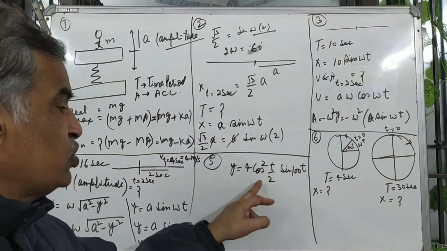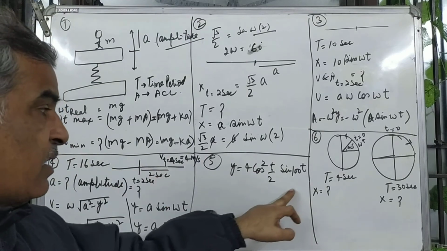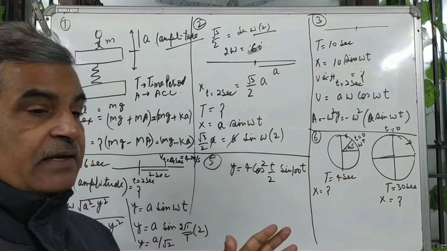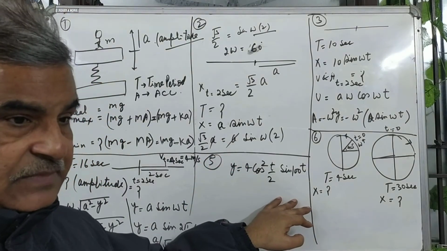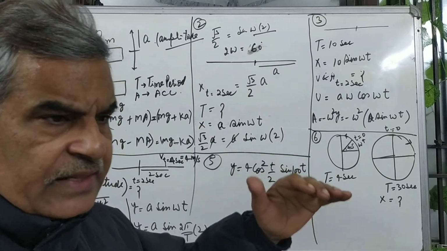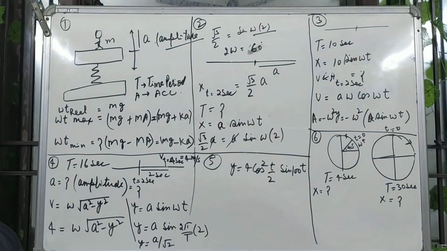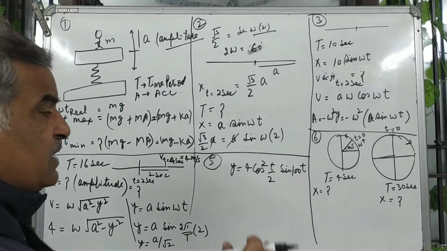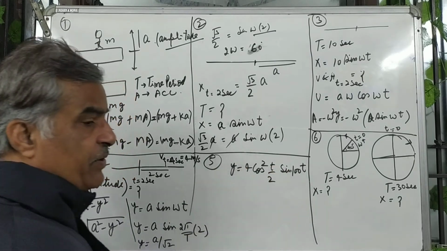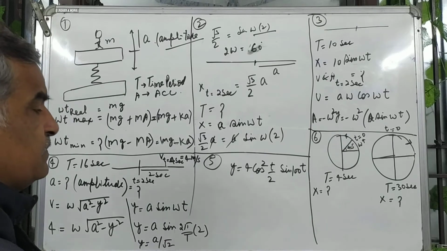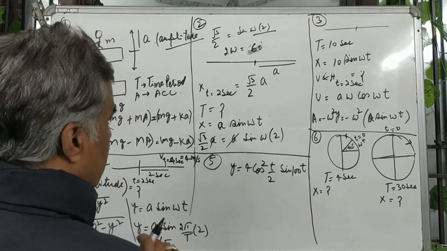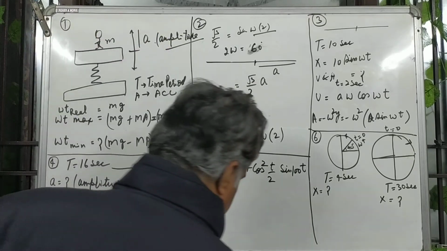This is the next question: y equal 4 cos square t by 2 sin 100t. In this, find whether this is SHM. This equation of motion is SHM, and find the constituents of the SHM. Practically, this is the superposition of SHM motions. The constituents are to be found. In this case, you can write it. I am writing it.